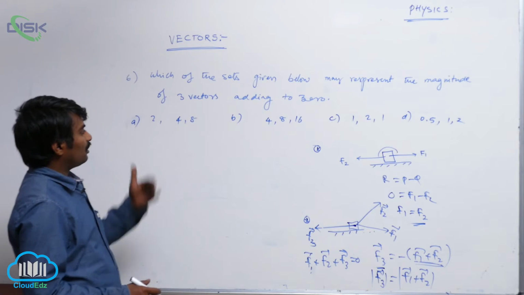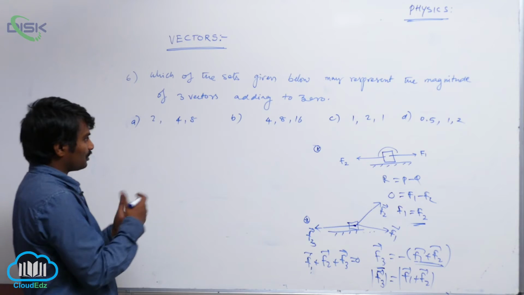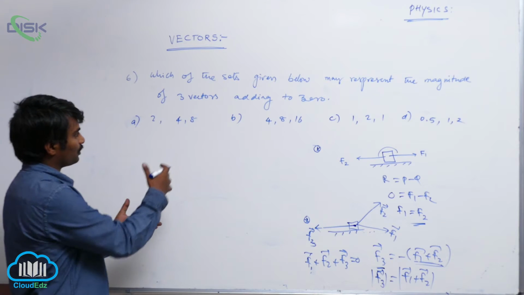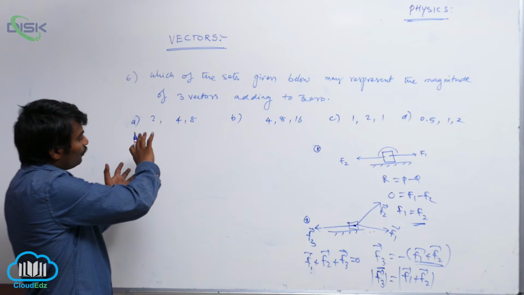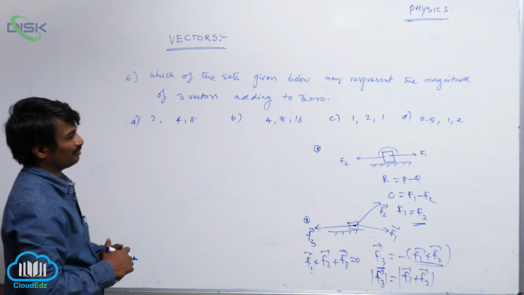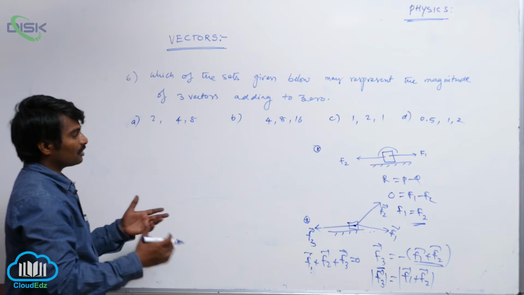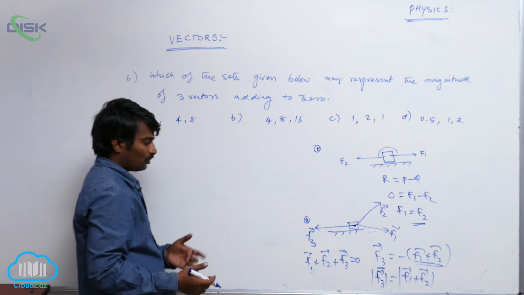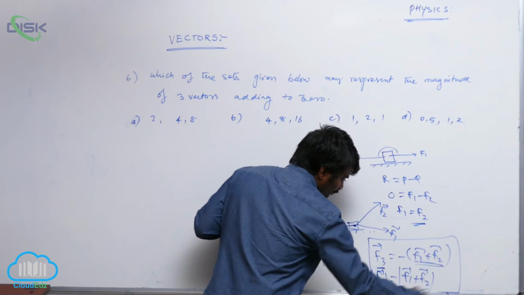So instead of vectors, if I take these three vectors as forces, if I use the term force, here are three forces. Which set of these three forces will add up to get 0? If you ask me the question like this, then what I do is, this condition must be fulfilled.